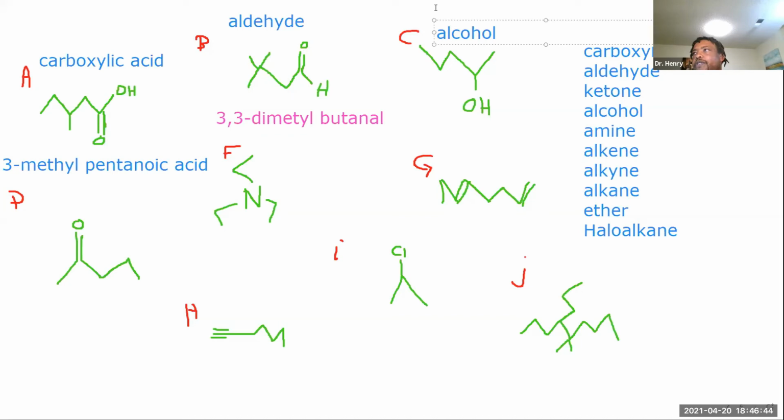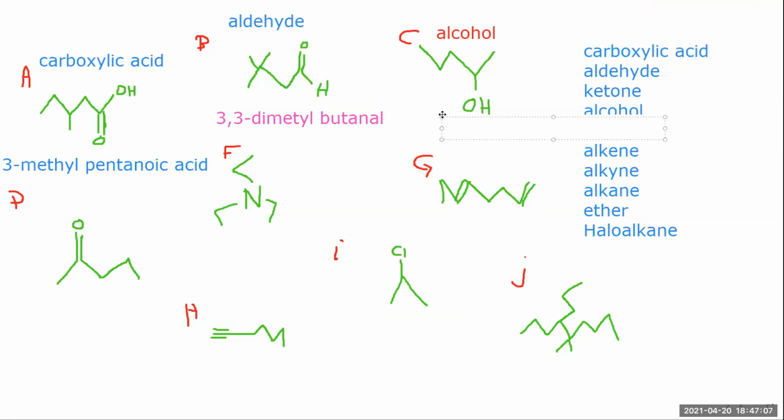Okay, so what would be the name of this one? 4-pentanol? Hold on. So you said 1, 2, 3, 4, 5. Would it be 4-pentanol or 2-pentanol? It would be 2 because remember you want the lowest number. Yeah, lowest number.